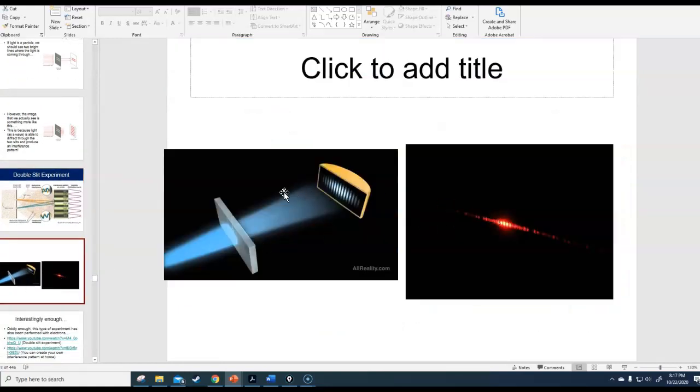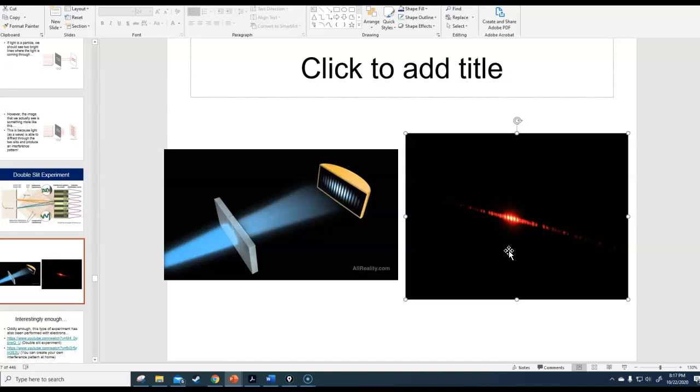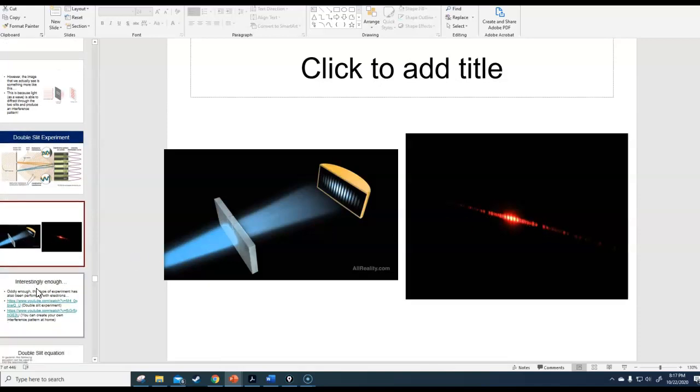Again, these are just more pictures of the same thing. This one on the left is obviously an animation. This one on the right looks to be a real picture done with a laser pointer. You can see how the brightest spot is in the middle, and how you have dark spots in between these red dots. They actually get farther apart as you go out, but there you're seeing the wave nature of light, because every place you have a dark spot, you're having destructive interference.